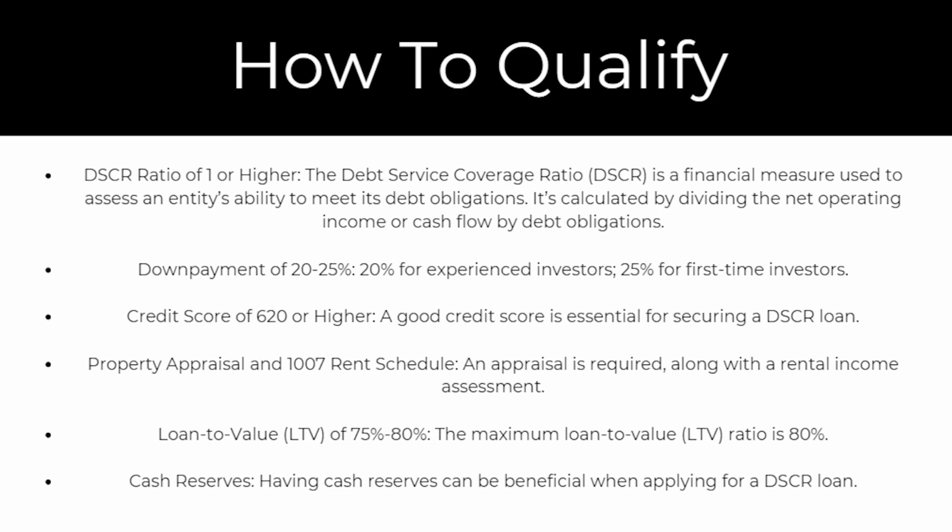You must have property appraisal and 1007 rent schedule because an appraisal is required along with a rental income assessment. You must have a loan to value of 75 to 80%. And the maximum loan to value ratio is 80%. And finally, you must have some cash reserves. Having cash reserves can be beneficial when applying to a DSCR loan.